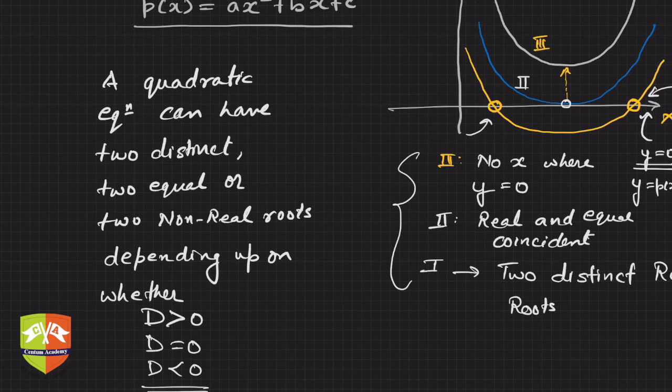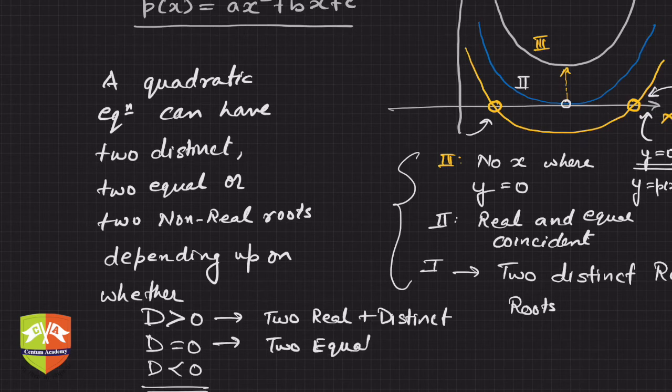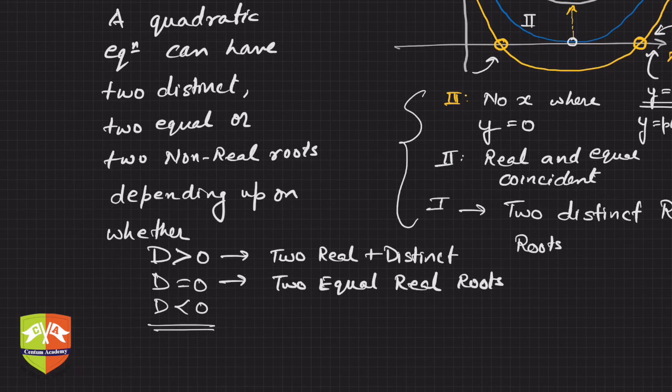So what is the nature of the roots then? If D is greater than 0, the nature of the roots is two real and distinct. Distinct means there are two different values. If D is equal to 0, the nature is two equal real roots. Roots are there, but they are equal and real. And then there are two non-real complex roots.